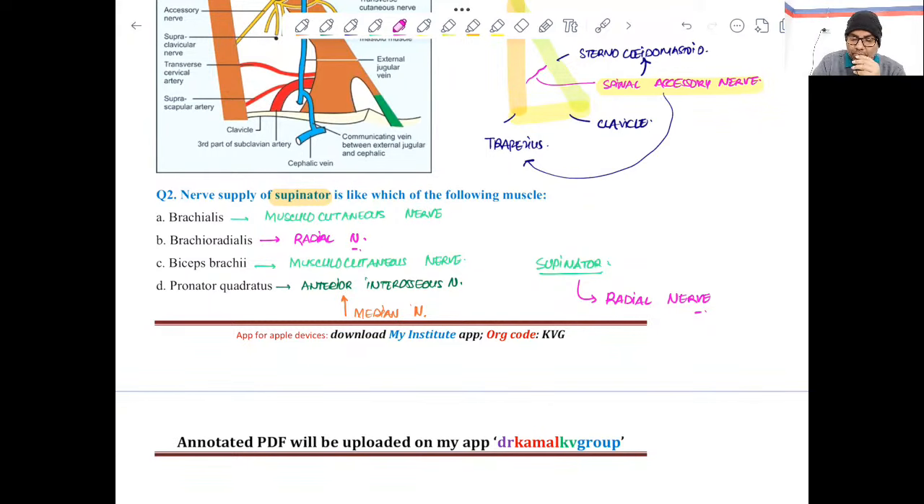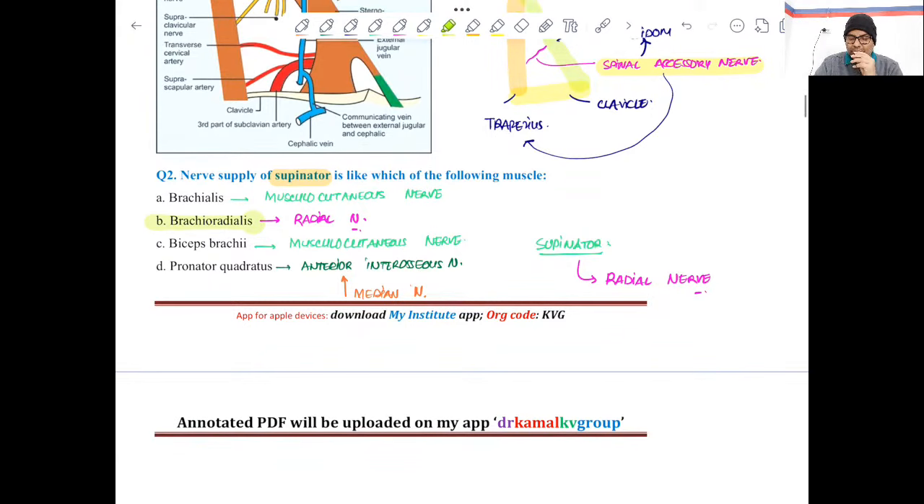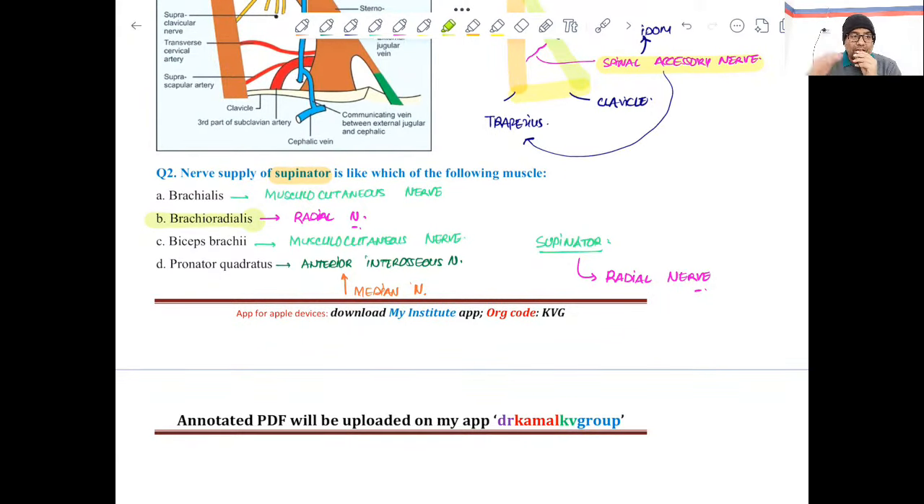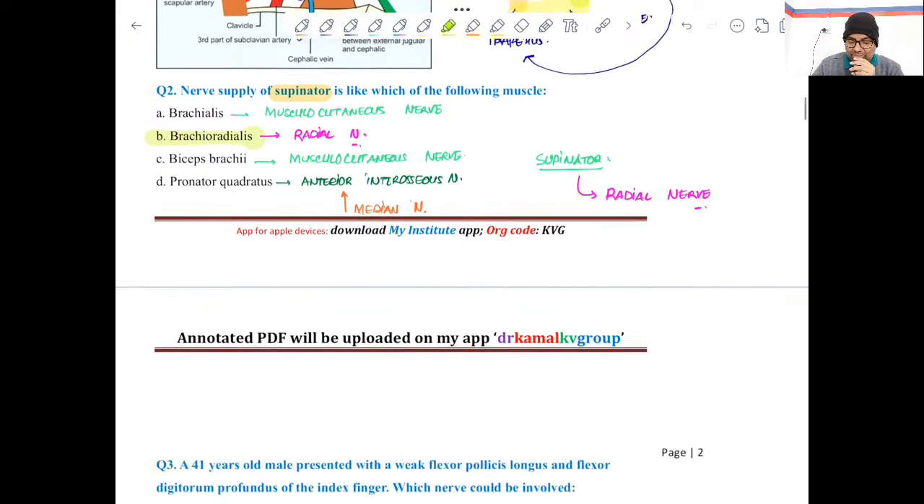So if there is a question which is asking you about the muscle which is having the same nerve which also supplies supinator, the answer is brachioradialis. Clear? Because both are supplied by radial nerve, right? So this question is a little difficult because you have to remember the nerve supplies of all the muscles, then only you can reach up to the answer.